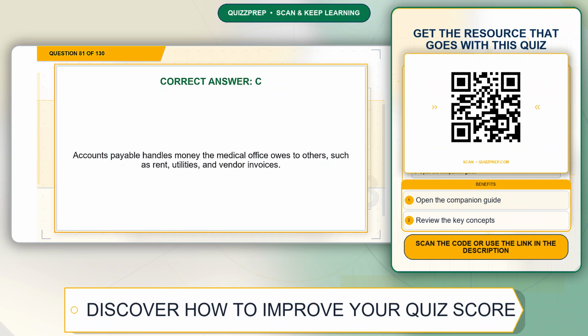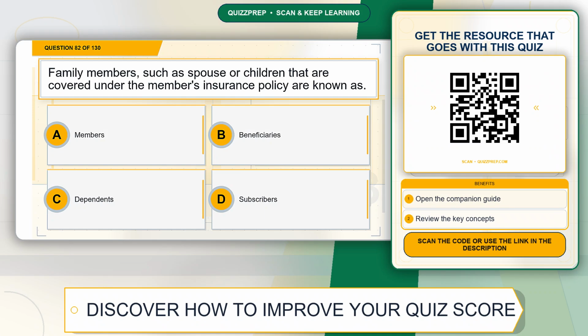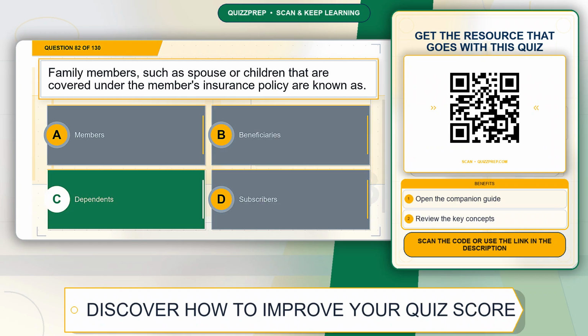Explanation. Accounts payable handles money the medical office owes to others, such as rent, utilities, and vendor invoices. Question 82. Family members, such as spouse or children, that are covered under the member's insurance policy are known as Option A, members. Option B, beneficiaries. Option C, dependents. Option D, subscribers. The correct answer is option C, dependents.